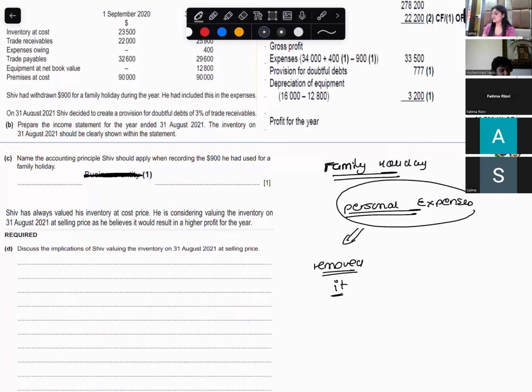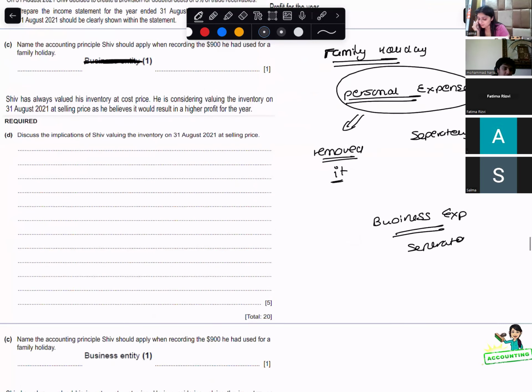That means personal expenses are treated separately and business expenses are treated separately. Personal expense is separate, business expense is separate. So which accounting principle have I used? Business entity concept. Business entity concept. Very good. I want you to read this part.